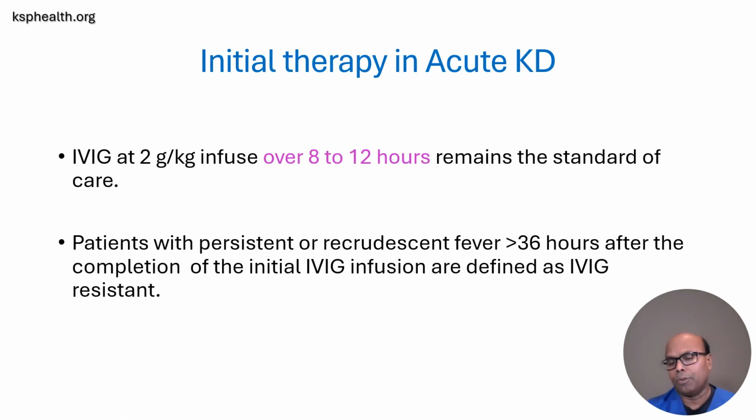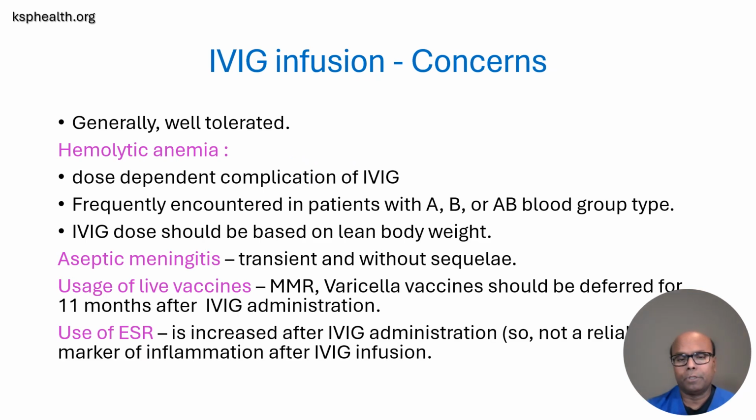Initial therapy in acute Kawasaki disease. The main medication for Kawasaki disease is IVIG at 2 grams per kilogram, which needs to be infused over 8 to 12 hours. Patients with persistent or recurrent fever more than 36 hours after the completion of the initial IVIG infusion are defined as IVIG resistant. IVIG infusion is generally well tolerated, but it can cause hemolytic anemia.